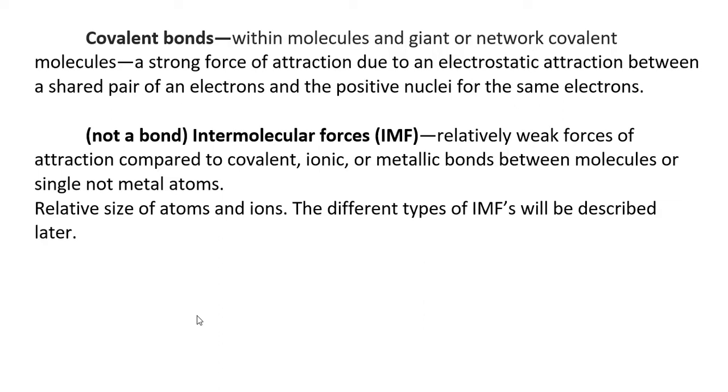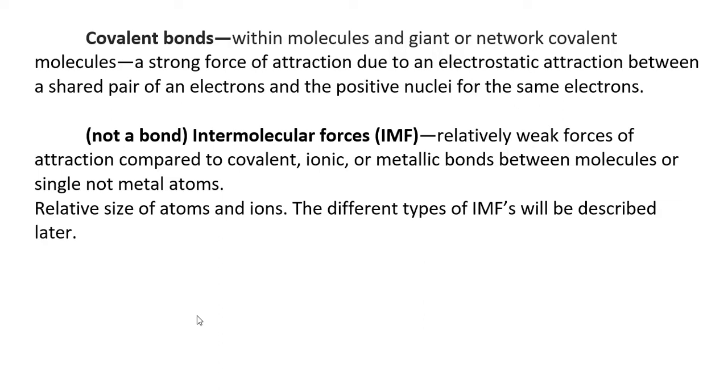Covalent bonds happen within molecules, not between, and they hold together what they call giant or network covalent molecules. These would be things like diamond, graphite, glass, things like that. So it is a strong force of attraction, as all these are. That's kind of defining a bond, due to an electrostatic attraction, so it's oppositely charged type stuff. This is the electrostatic attraction between a shared pair of electrons and the positive nuclei for the same electrons.